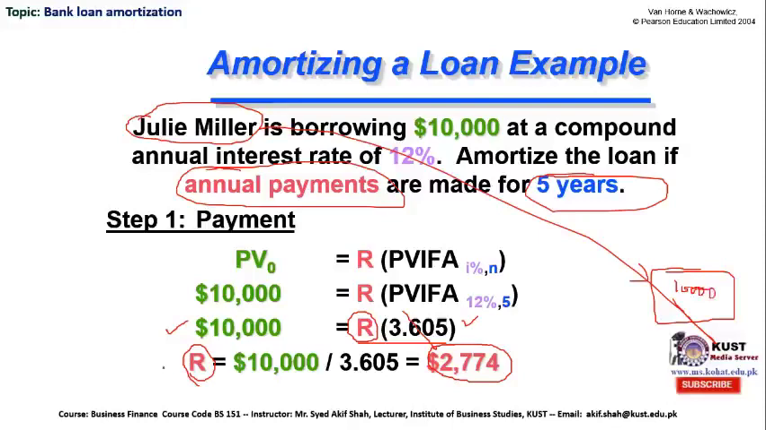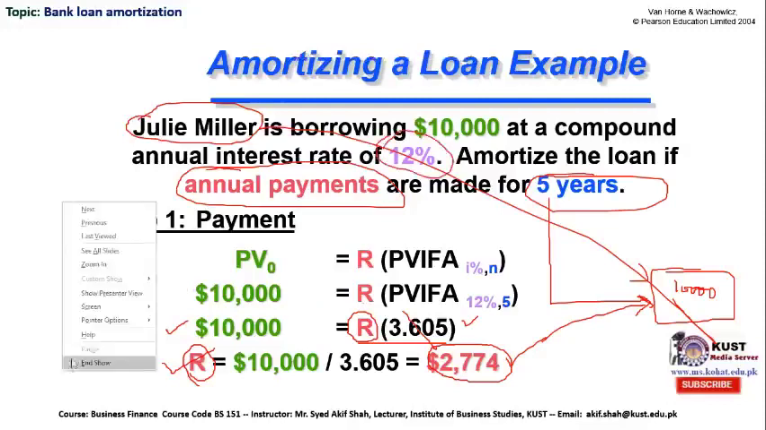Once again, let me explain to you that this 2,774 is going to be the annual year-end payment which will last for 5 years, needs to be paid out to the bank as loan reimbursement or loan amortization amount. Now this 2,774 includes not only the principal amount returned to the bank but also this 12% annual interest rate.